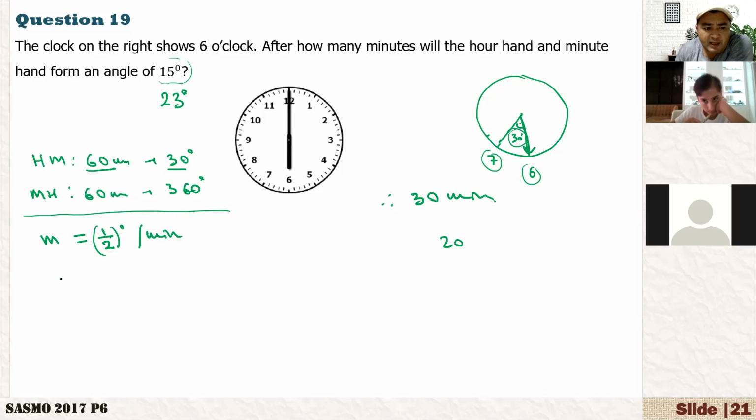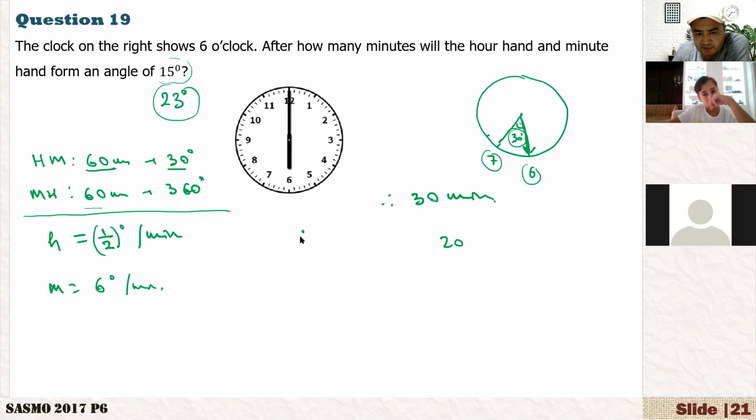And how about the minute hand? Not actually, this one is the hour hand. The second one is the minute hand. So how about this one? If you divide by 60, every minute it is moving 6 degrees. So its rate is 6 degrees per minute. And suppose that after X minutes, the angle between them is 23.